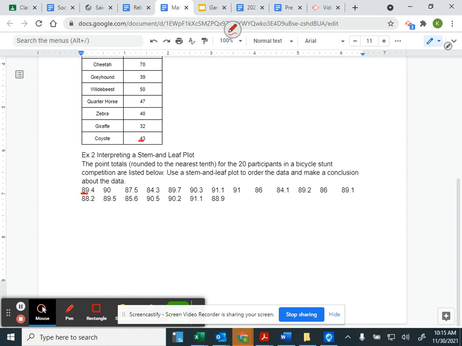So what's our lowest number here for the ones and tens? I think it's 84. I don't think there's an 80 that's below that. So we're going to start out with 84. And what's our biggest number? 91. Yep, 91 is our biggest going up. So we're just going to write our stems from 84 all the way to 91.